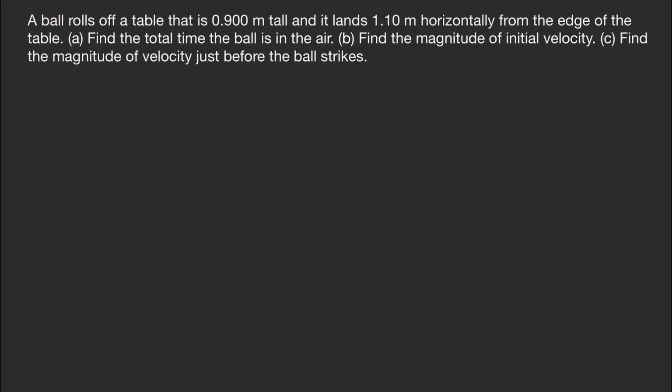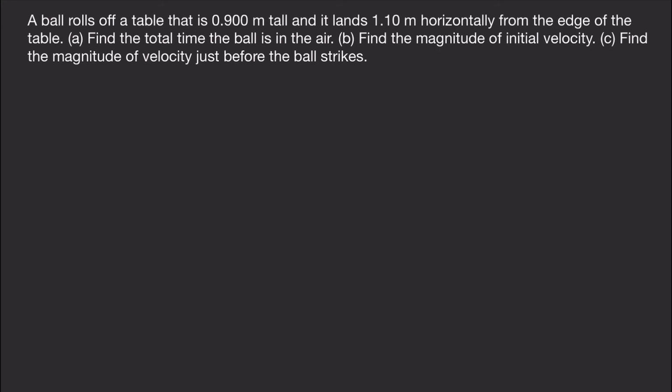Okay, this is the last problem for projectile motion. A ball rolls off a table that is 0.9 meters tall and it lands 1.1 meters horizontally from the edge of the table. Find the total time the ball is in the air and find the magnitude of the initial velocity, and then find the magnitude of velocity just before the ball strikes.